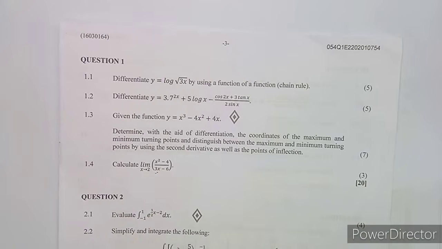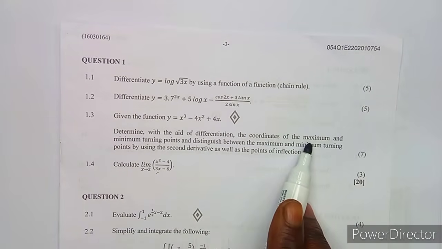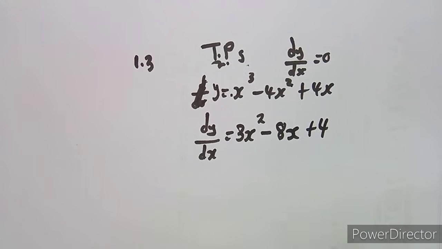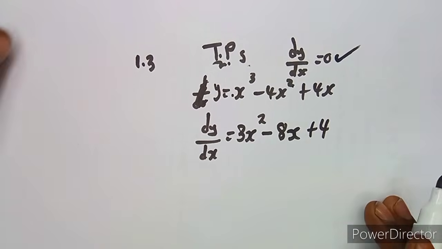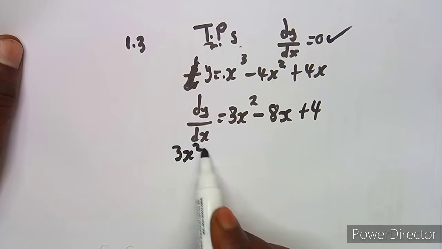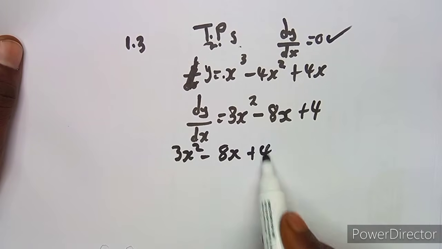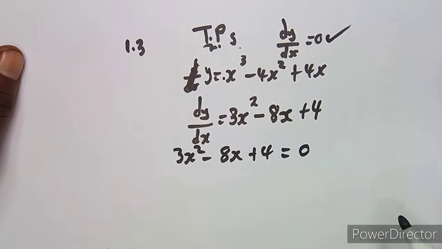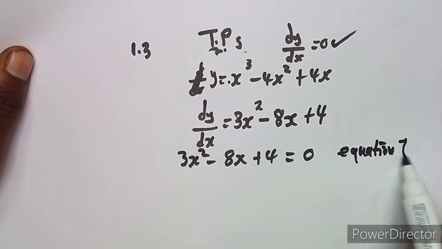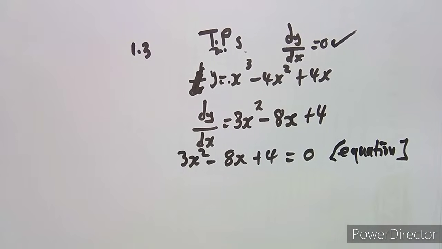So now, since we are calculating the turning points, we have to equate this first derivative to 0. So which means 3x squared minus 8x plus 4 is equal to 0. By doing this, we have formulated a quadratic equation that you can solve depending on which method is best for you. You can use factorization, or you can use the quadratic formula.